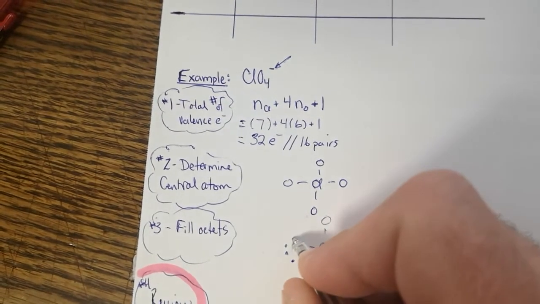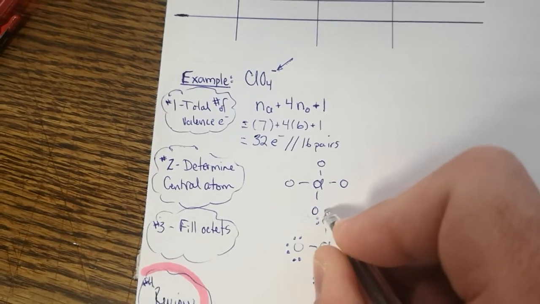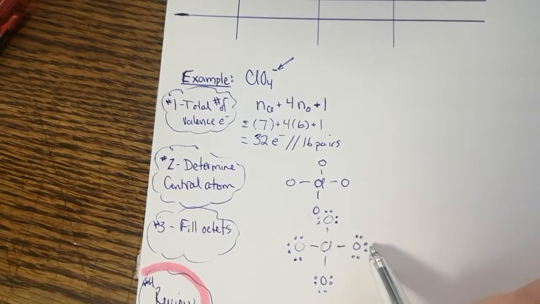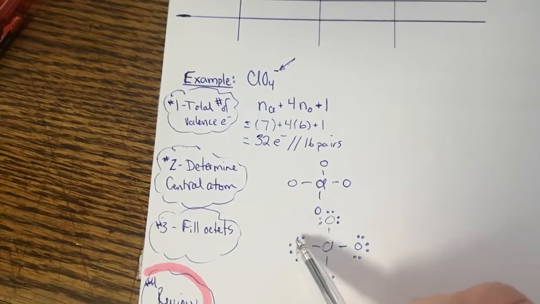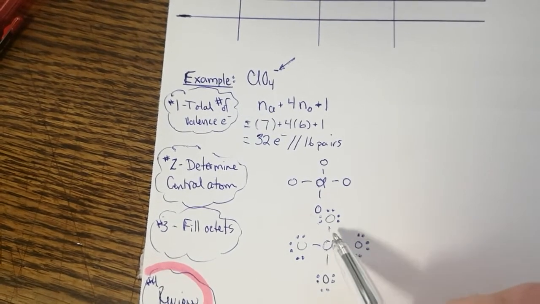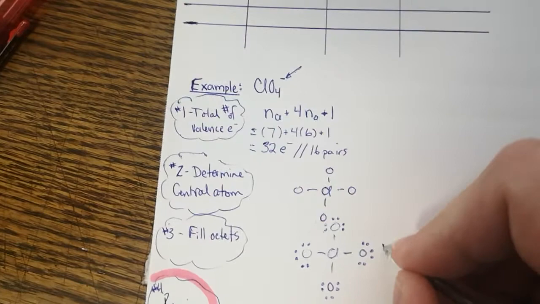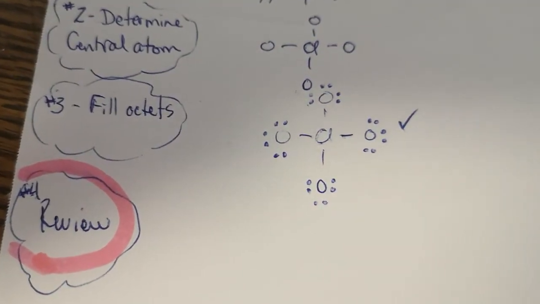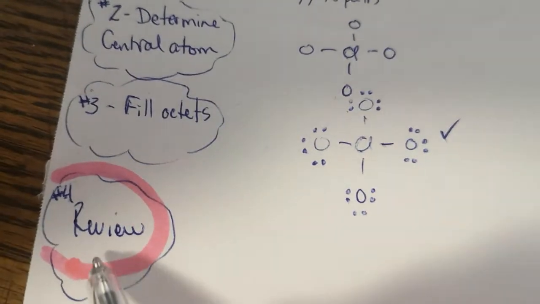Recall that we have 16 pairs of electrons to work with. Let's count them up. 1, 2, 3, 4, 5, 6, 7, 8, 9, 10, 11, 12, 13, 14, 15, 16. Huh. That checks out. Now, this is an example of a Lewis dot diagram that is not quite complete. This is where the review stage comes in handy.